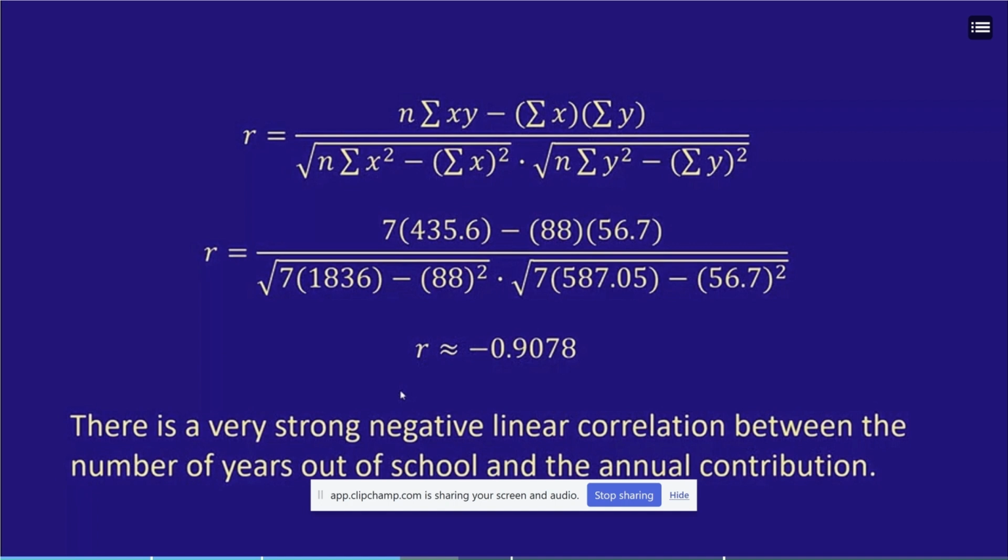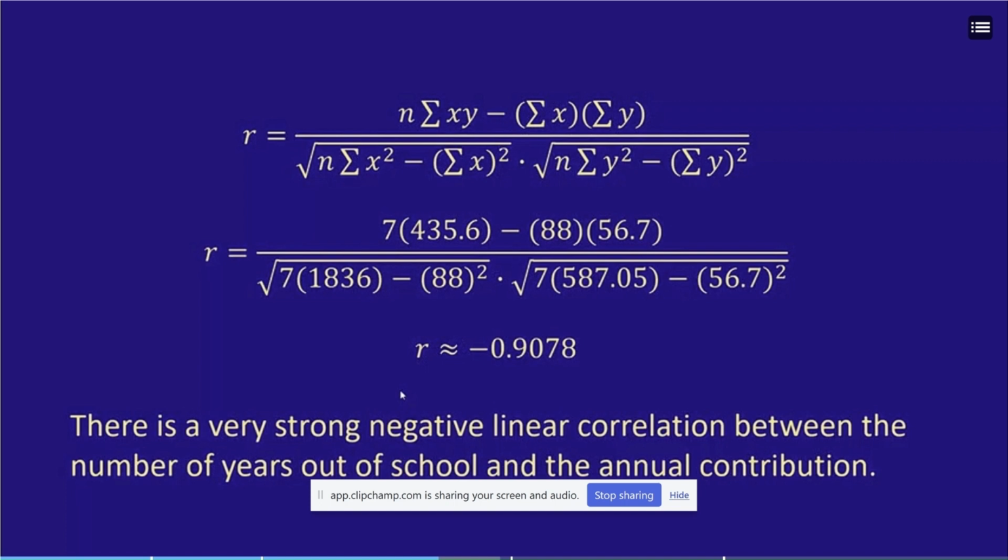In the denominator, we take the square root of n, 7, times the sum of the x squareds, which was 1,836, minus the sum of the x's, that quantity squared, which is 88 squared, times the sum of the y squareds, the 587.05, minus the sum of the y's, that quantity, 56.7 squared, calculated to be approximately negative 0.9078.